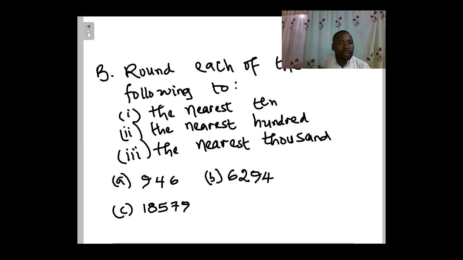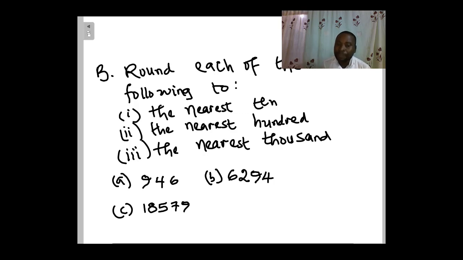So, we are done discussing round numbers. The next thing we're going to do is we're going to look at number B. Number B says round each of the following numbers. If I pick any number here, I round it to the nearest 10, then to the nearest 100, then to the nearest 1,000. So the first number is 946. First of all, I'll pick 946. I will round 946 to the nearest 10.